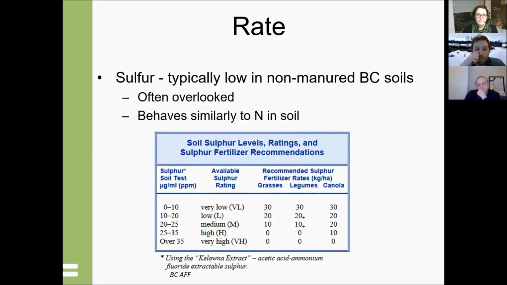Normally you want to see it at about 20 to 25 parts per million, or maybe a little bit higher. But it's not something you have to apply in very large amounts. So even if it's considered to be very low, so looking at this table, which is between 0 and 10 parts per million, you need to add probably 25 to 30 pounds per acre to get the maximum yield and not let sulfur be limiting.